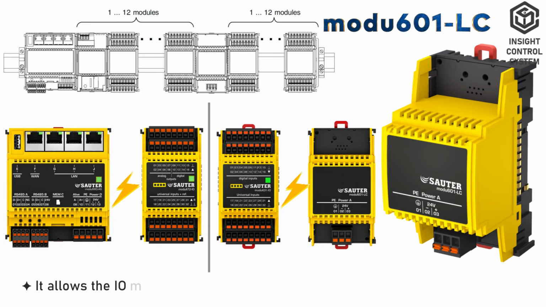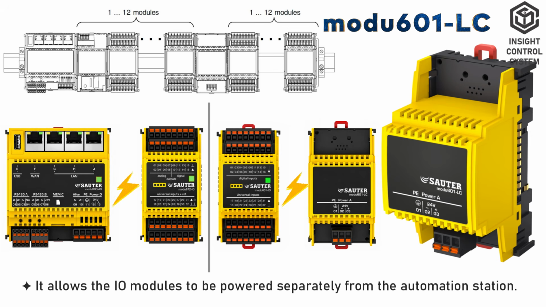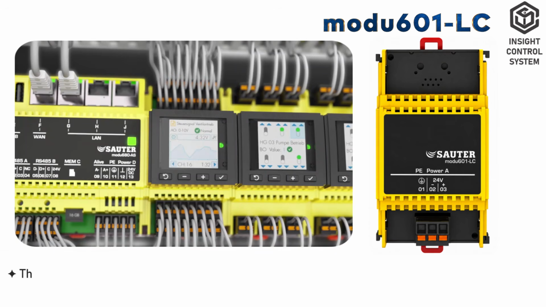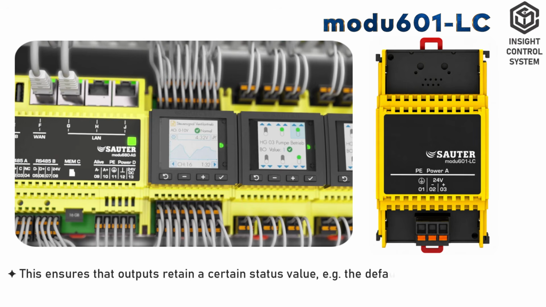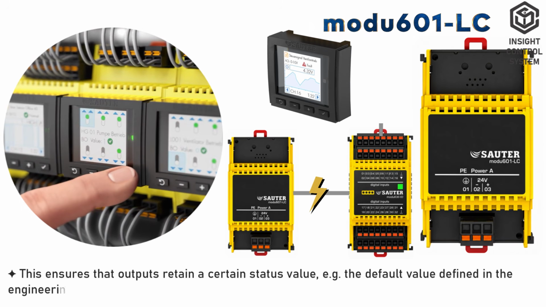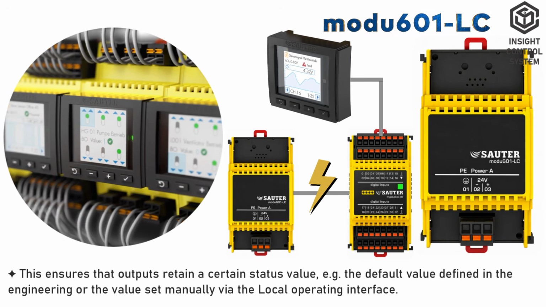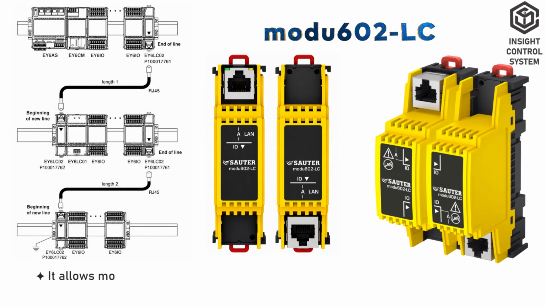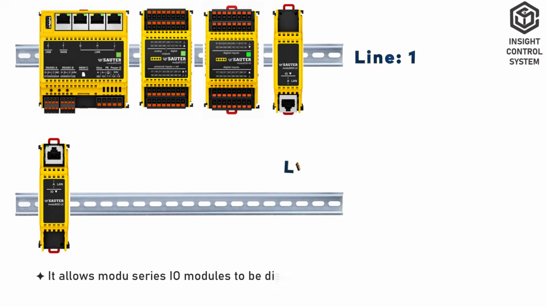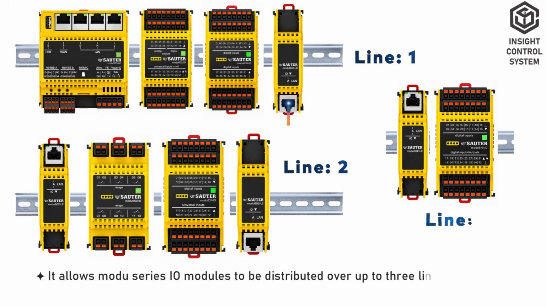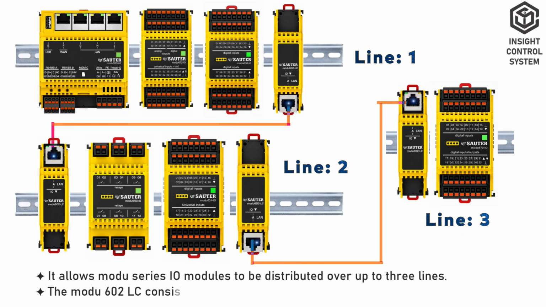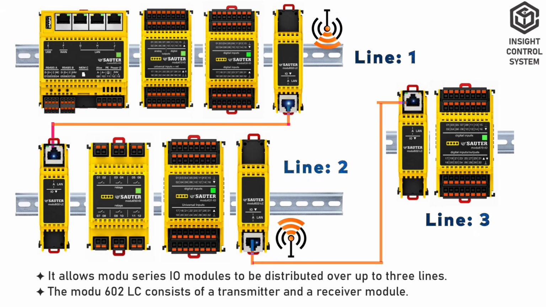Module 601LC. It allows the I/O modules to be powered separately from the automation station. This ensures that outputs retain a certain status value, for example, the default value defined in the engineering or the value set manually via the local operating interface. Module 602LC. It allows modulo series I/O modules to be distributed over up to 3 lines. Module 602LC consists of a transmitter and a receiver module.